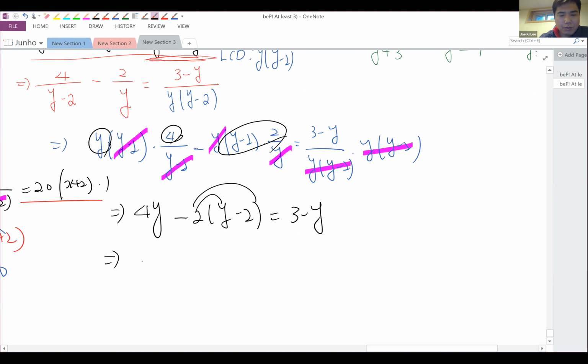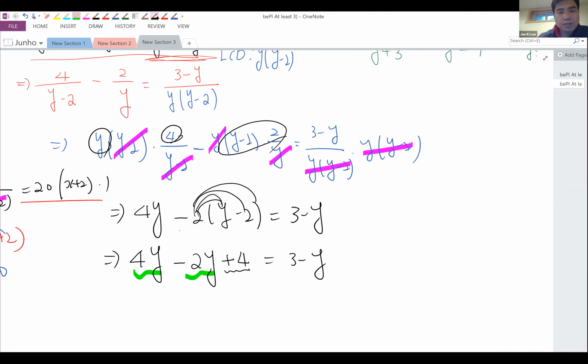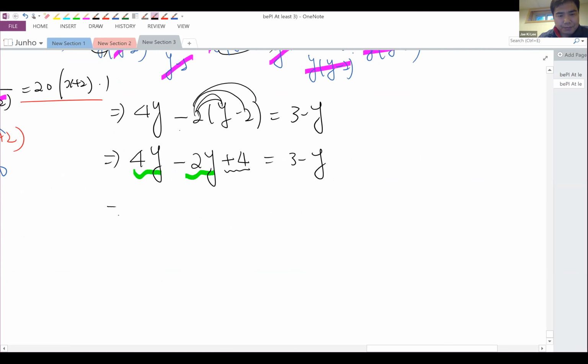Then 4y minus 2y plus 4. Don't forget this plus 4 because you are multiplying by the negative sign here. So equal to 3 minus y. Combine like terms. Then this becomes 2y plus 4 equal to 3 minus y. Can you move over the screen to the left? Variables on the left side, numbers on the right side.